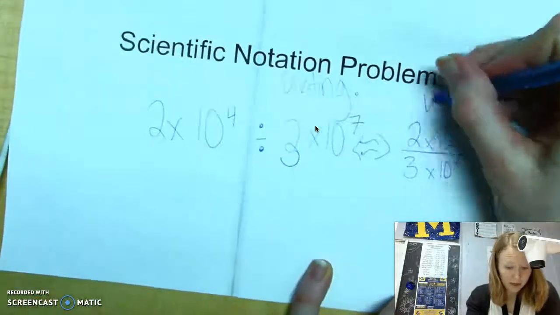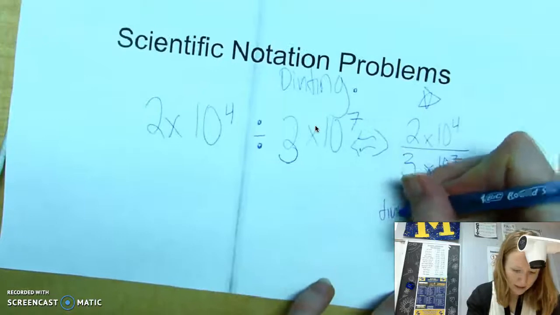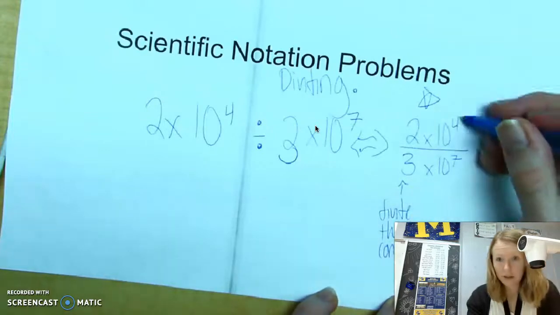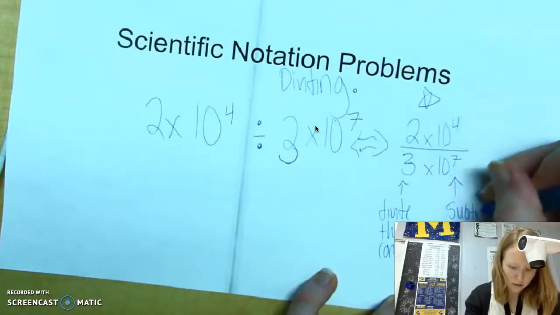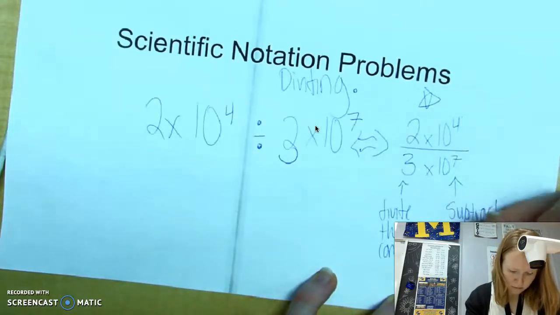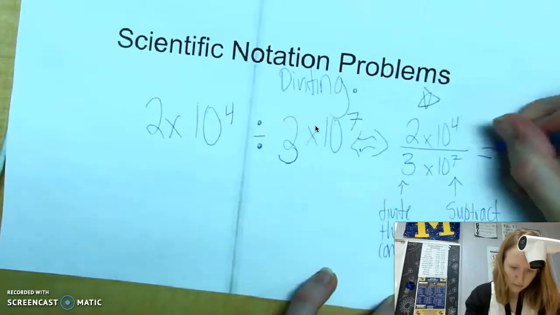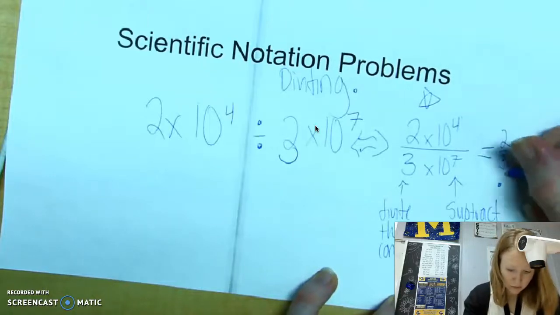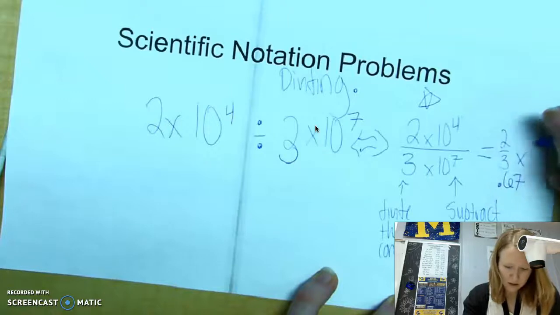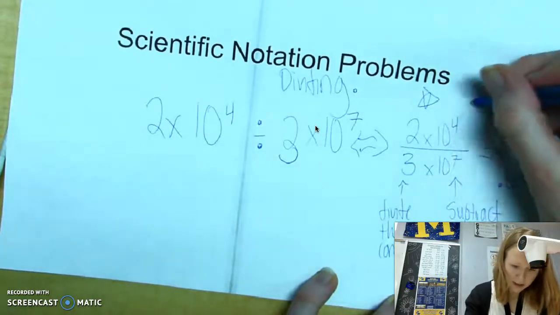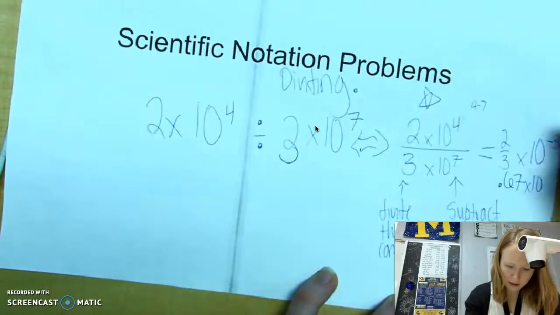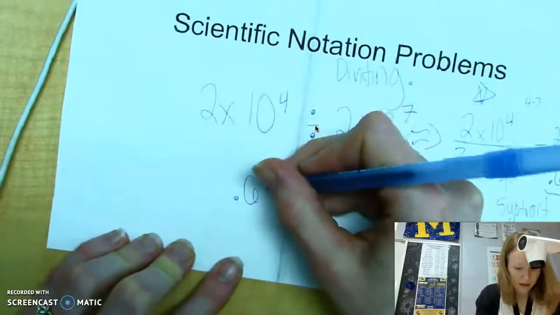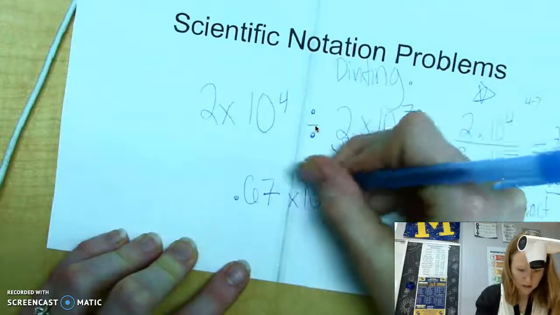I personally like to write mine this way because I can divide the constants. And now that I know that this is division, I can subtract the exponents. So 2 divided by 3 is 2/3, or 0.67, or 0.6 repeated. And then if you do 4 minus 7 for subtracting your exponents, you get -3. So a lot of you may think my final answer is 0.6 repeated, or I'm going to use 0.67 times 10 to the -3rd power.